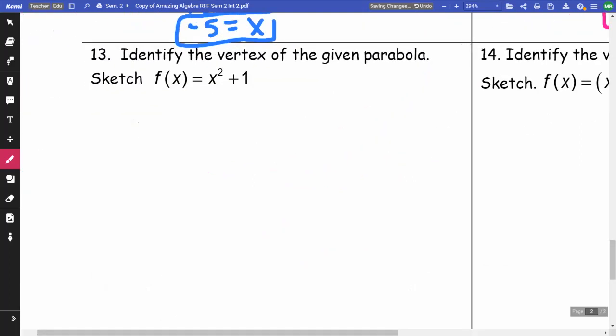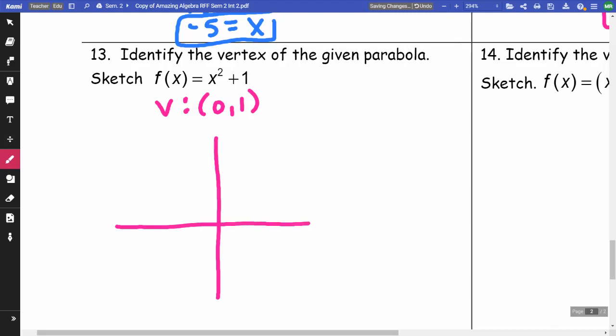On this one, identify the vertex of the given parabola and then sketch it. So this vertex is going to be 0, 1. That is going to be my vertex. And so if I'm sketching this, I am going to go to 0, 1. Okay, so 0, 1. And then from there, if I go out 1, because this parabola is just a regular parabola, so I'm just graphing plain old x squared here.